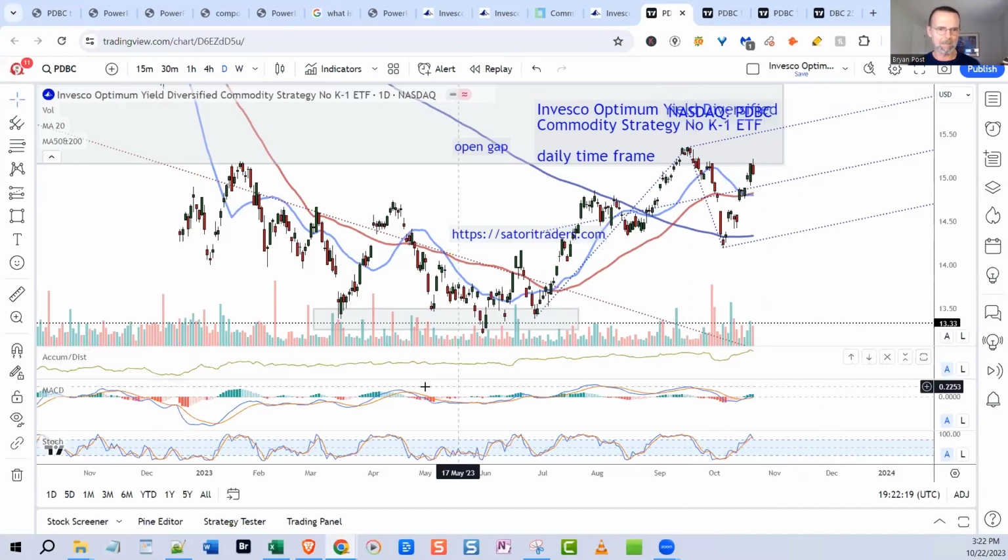Again, I would go mostly by the accumulation distribution. Investors are accumulating this vehicle. We had a big washout recently. That was in October.